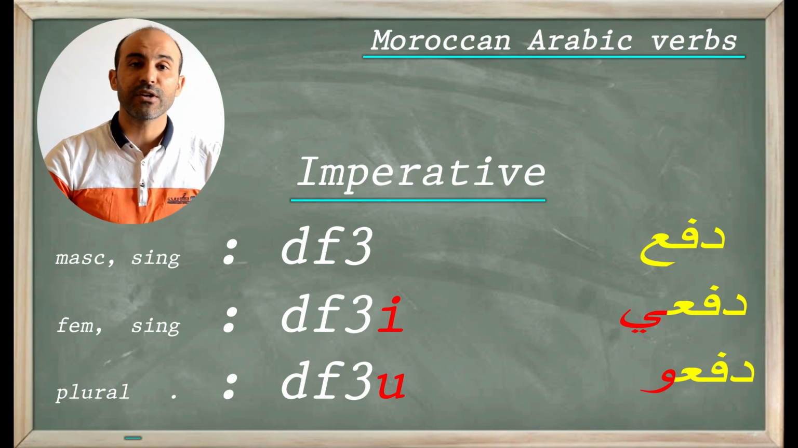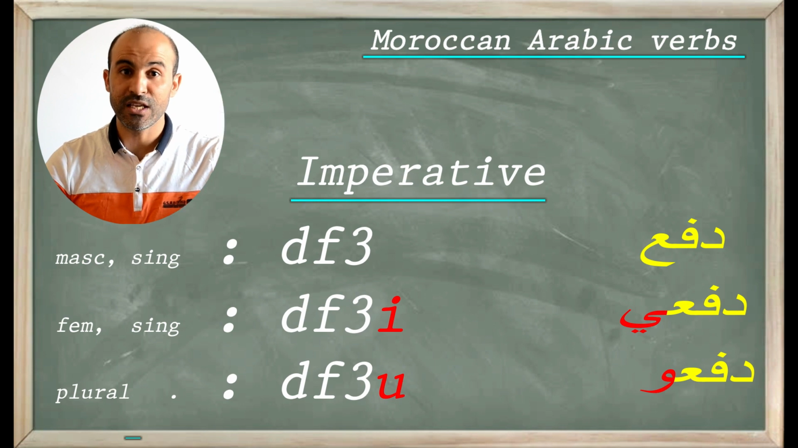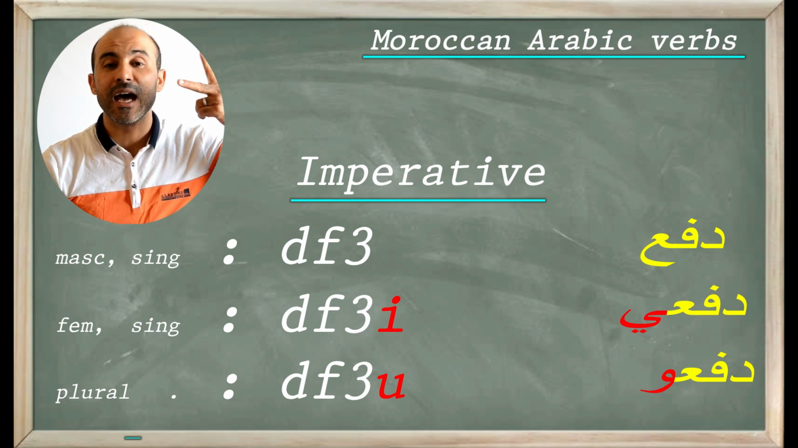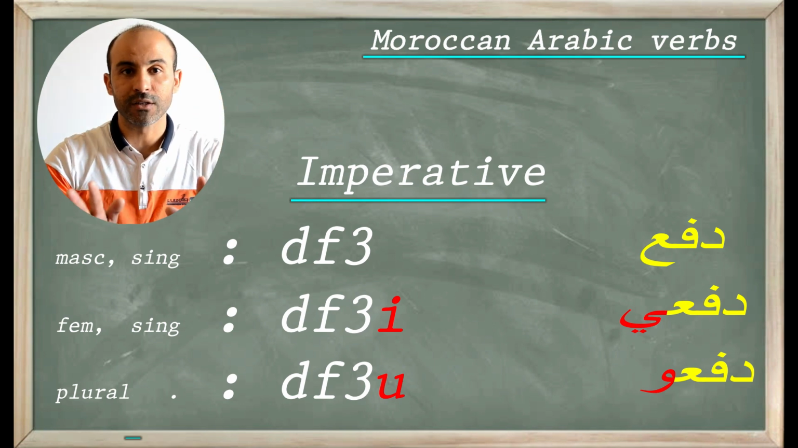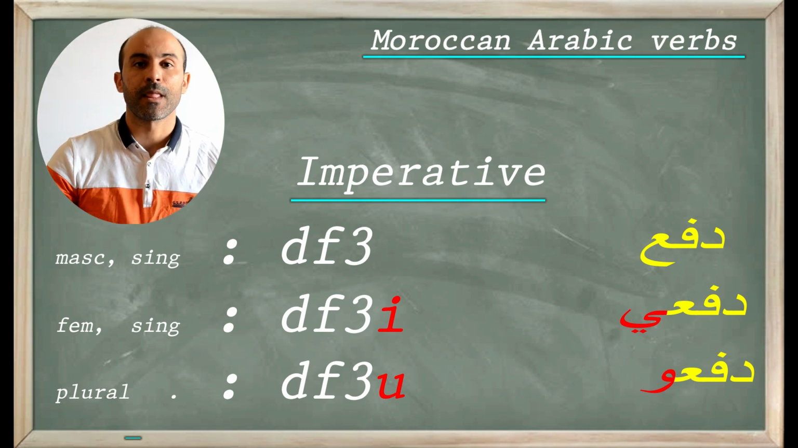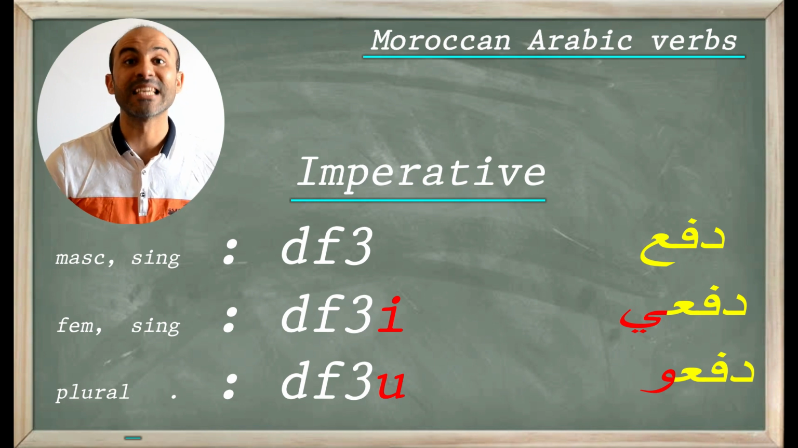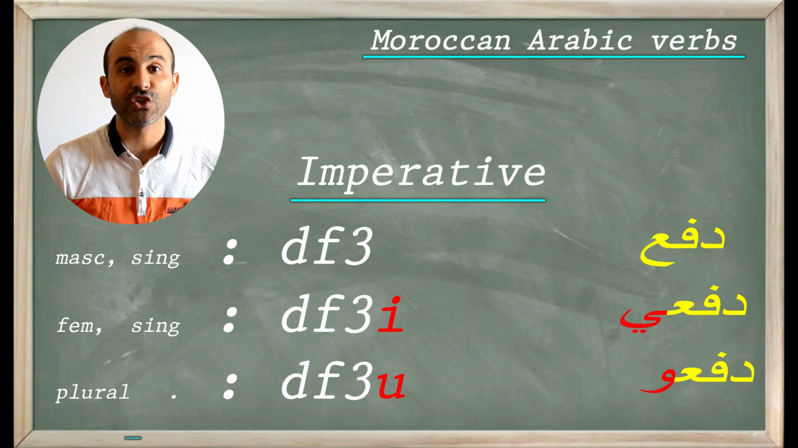So let's see the imperative forms. دفع, you masculine, دفعي, you feminine, دفعوا, plural. So this is the imperative when you are asking someone to do something. So let's repeat them. Repeat after me. دفع.